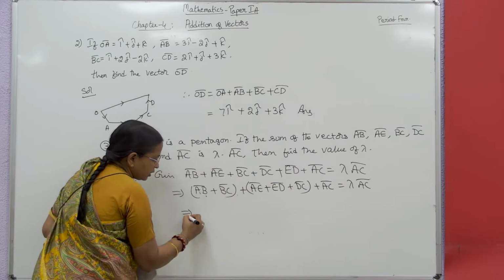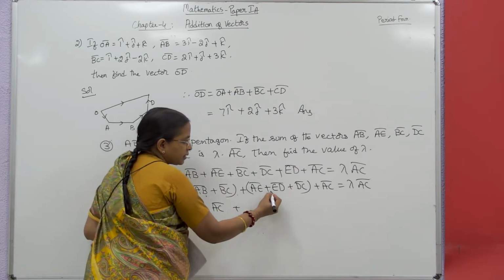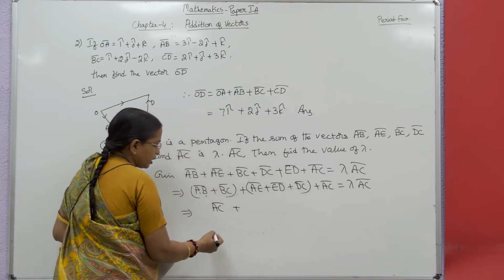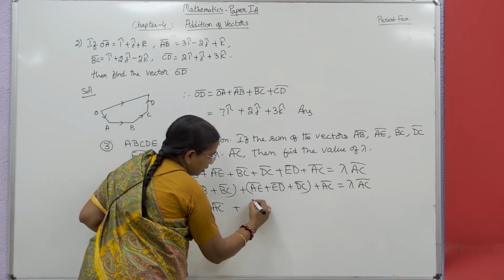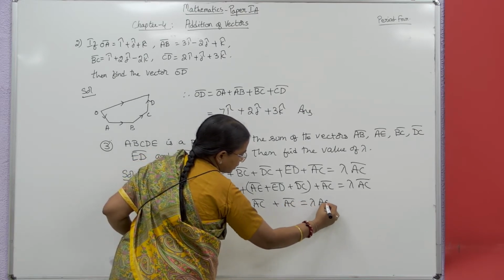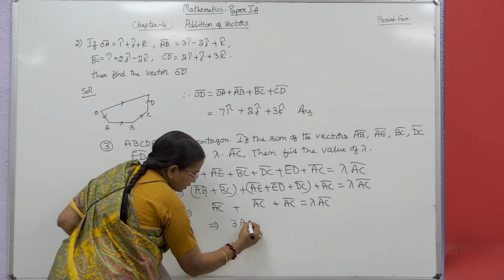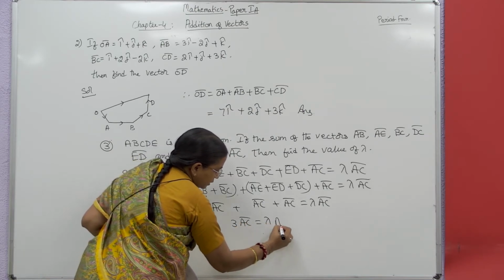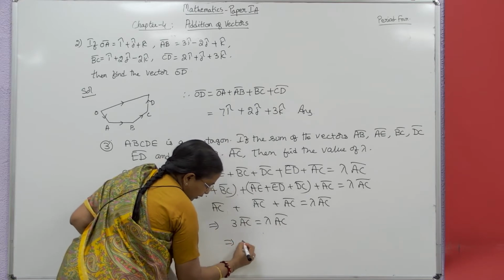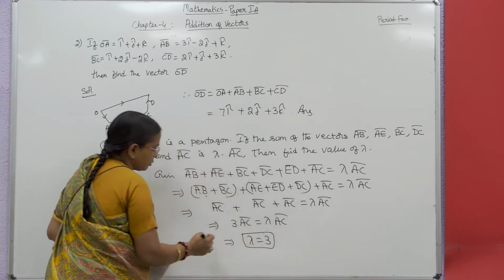Now if you see, AB plus BC is AC. And then AE plus ED plus DC is also again AC. And then this AC is equal to lambda AC. So you will get 3 times AC is equal to lambda AC. So lambda is equal to 3. So like this we solve the problem.